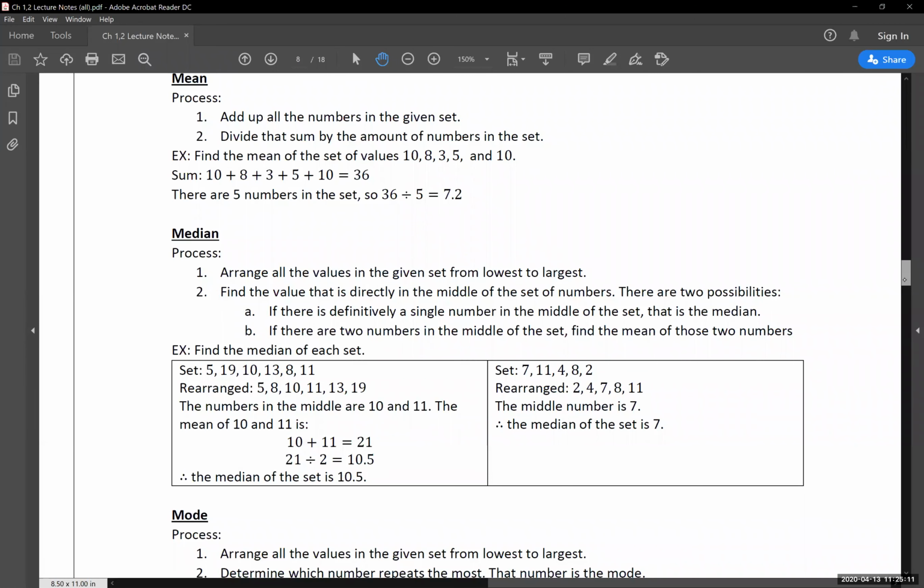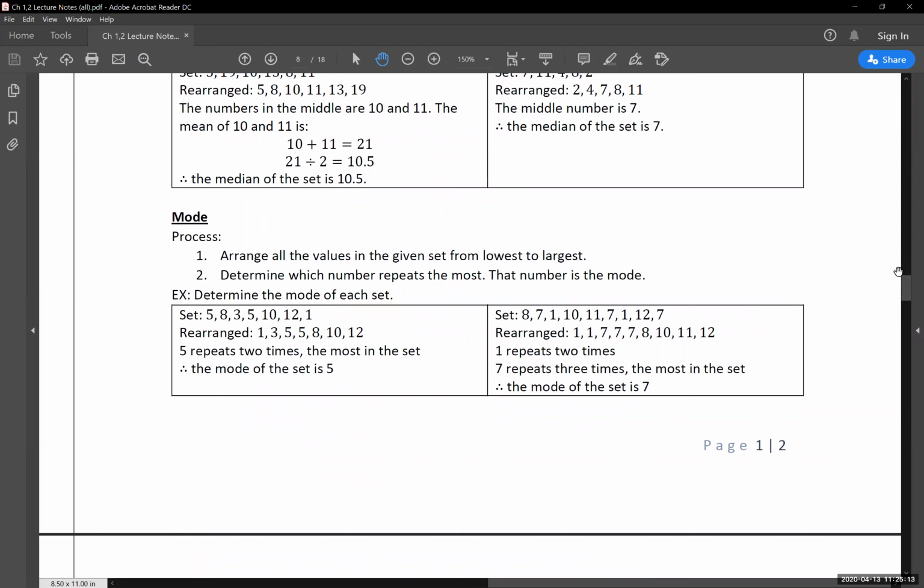We're going to take a look at the mode. So the mode, we're working with this one here. Our process for this, again, the mode is the number that appears most frequently in a set of data. Now, the process to find the mode. The first step, it's recommended, is to arrange the values of the given set of data from lowest to largest.